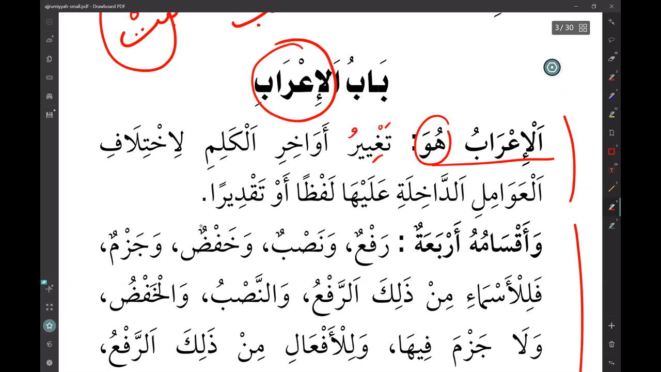Taghyiru. تغيير is a change. غير, I think you've probably heard this word. تغيير is a change. Change of what? أواخر الكلم. Okay, so it's a change of the endings of kalim. أواخر is the plural of آخر, the ending. So what is kalim?